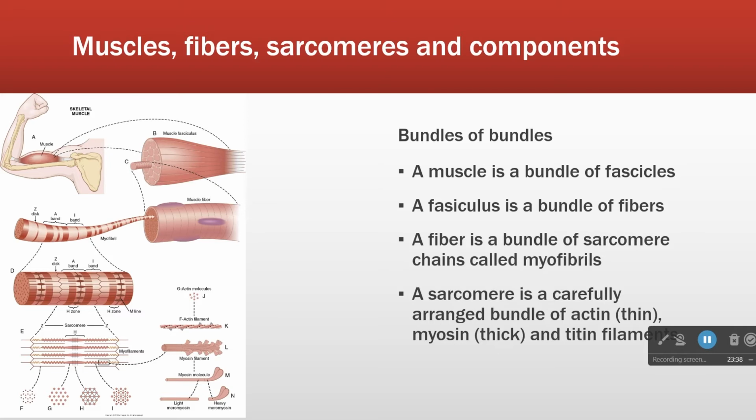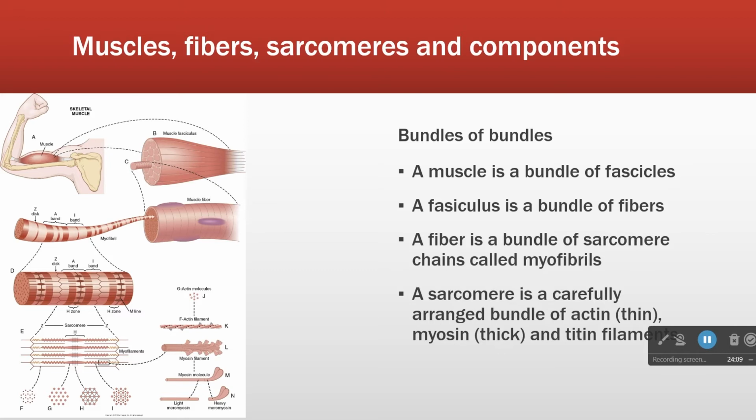So, not myofibrils. What do you call a muscle cell? The other name for it. Anybody know? Anyway, muscle, bundle of fascicles, fasciculus, bundle of fibers. Fibers, a bundle of sarcomere chains, right? Those sarcomere chains called myofibrils. There's another name for a muscle cell, and I mistook myofibrils for that. But anyway. What's a sarcomere?